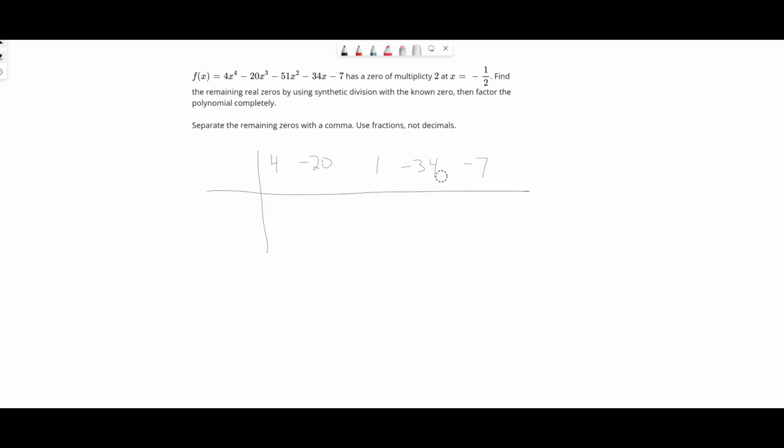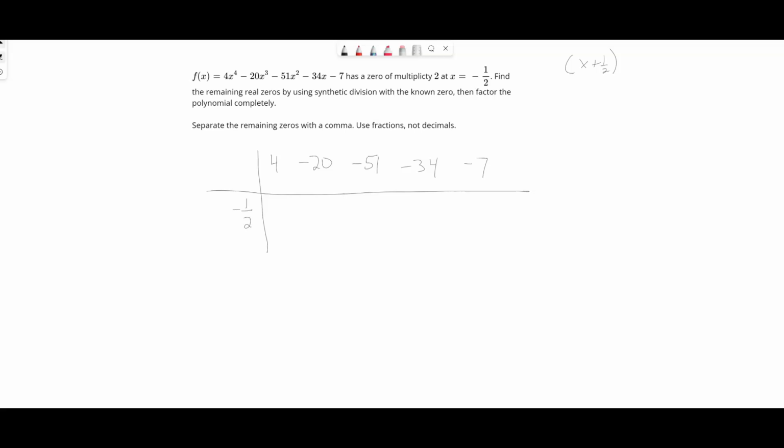Okay, move that up a little bit. There we go. And then the zero is negative 1/2. That's exactly the number we put into the synthetic division. If they give us the factored form, that's where we swap. So if they had said this is a factor, or this is a factor, then we would use the negative 1/2 zero.